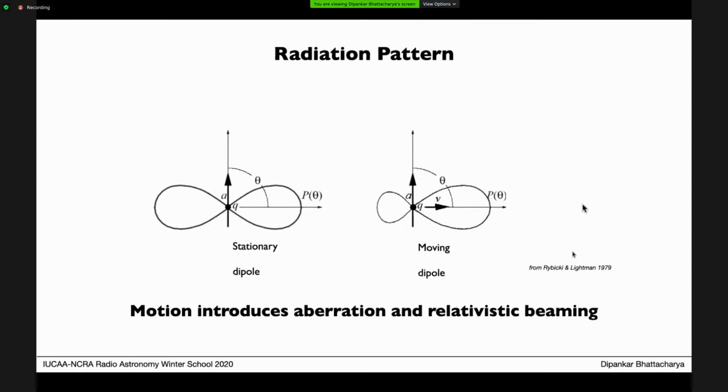And when you have a relativistic beaming, due to Doppler effect, you not only have beaming of the power, you also have a Doppler shift of the frequency of the emitted radiation. So if you happen to be in the direction of motion, then the frequency is blue shifted. If you happen to be against the direction of motion, then the frequency is red shifted, and so on and so forth.